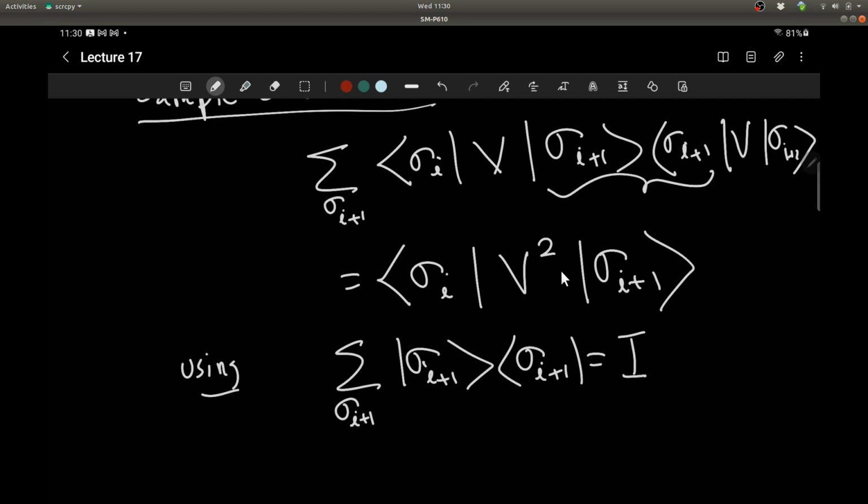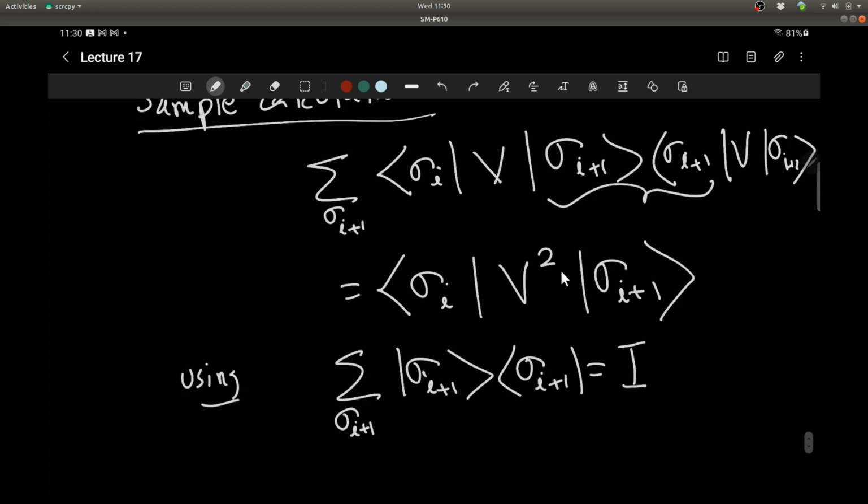So V identity V becomes V square. So I'm taking this inside here. I can do that. Is this clear now? What I'm saying? Yes, sir. Sir, can you just use that after you have written using that summation of sigma i plus 1 equal to that thing, right? Yeah. So can you just give some reading assignment for those who are not familiar with how this happens?